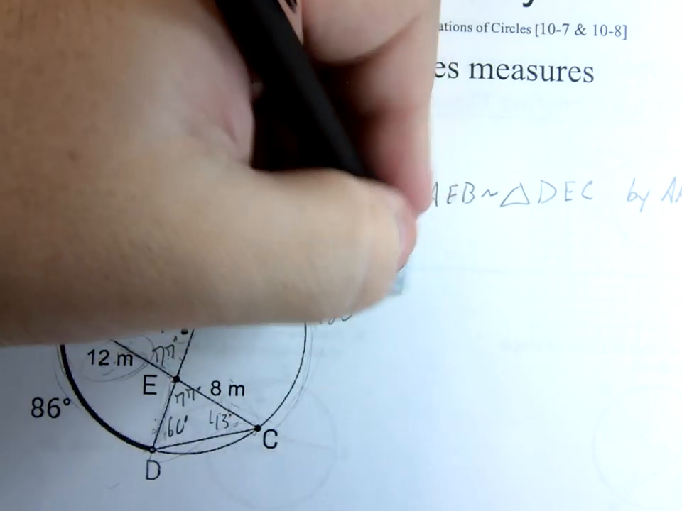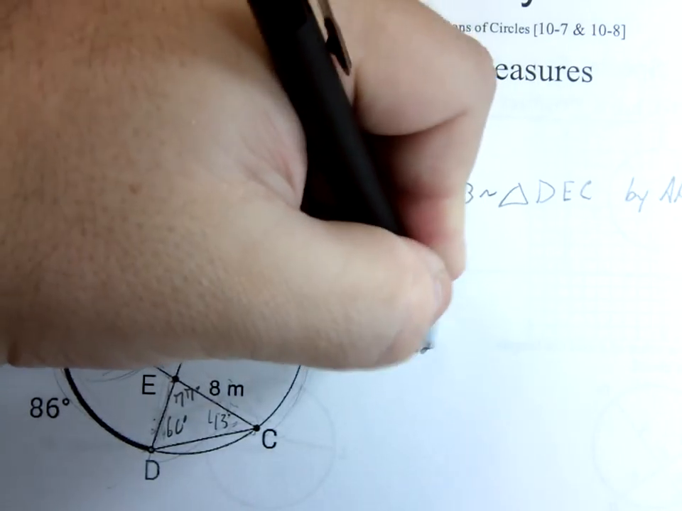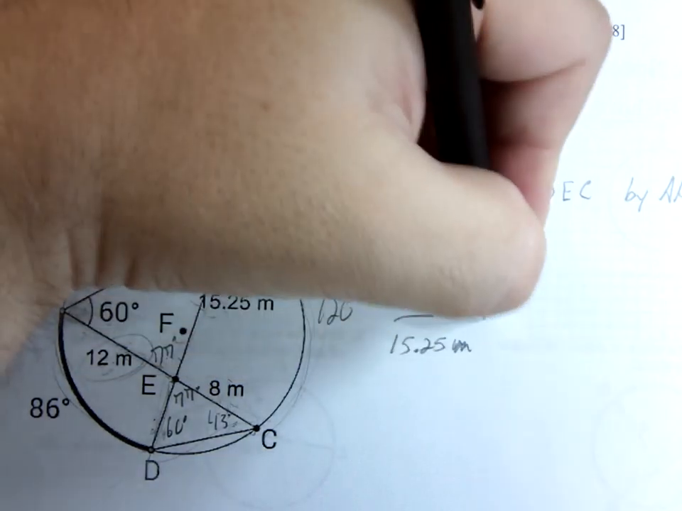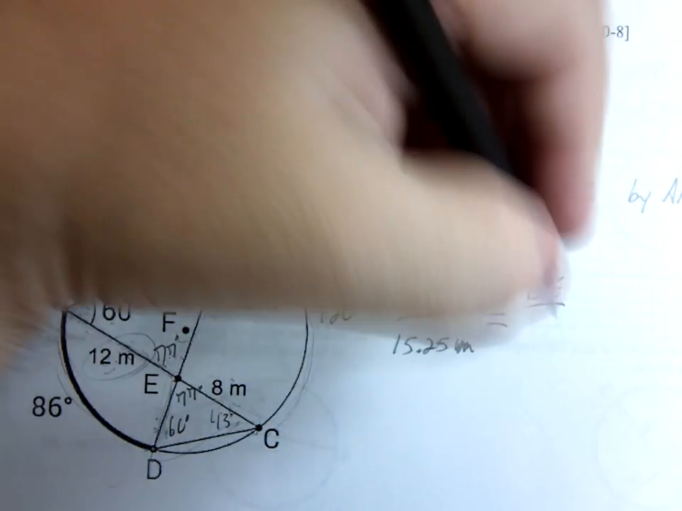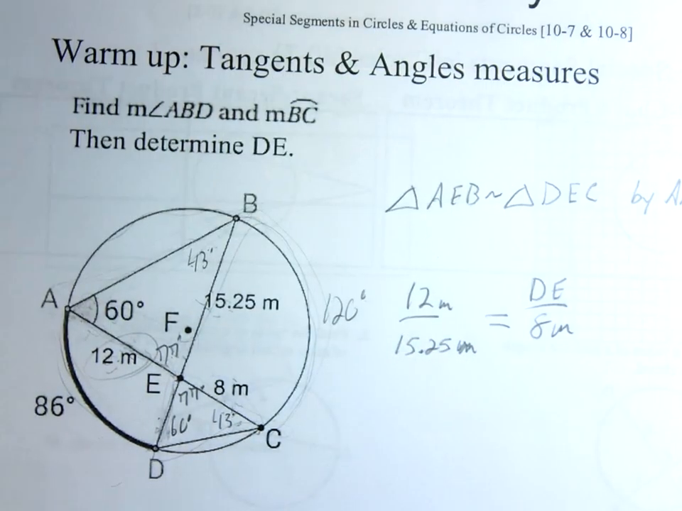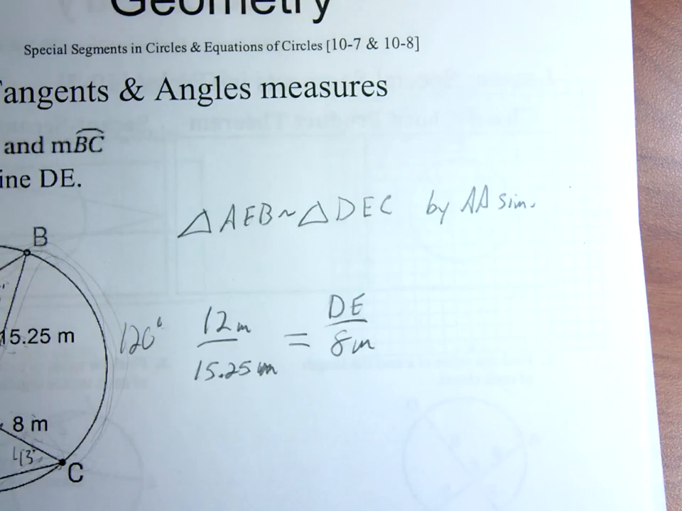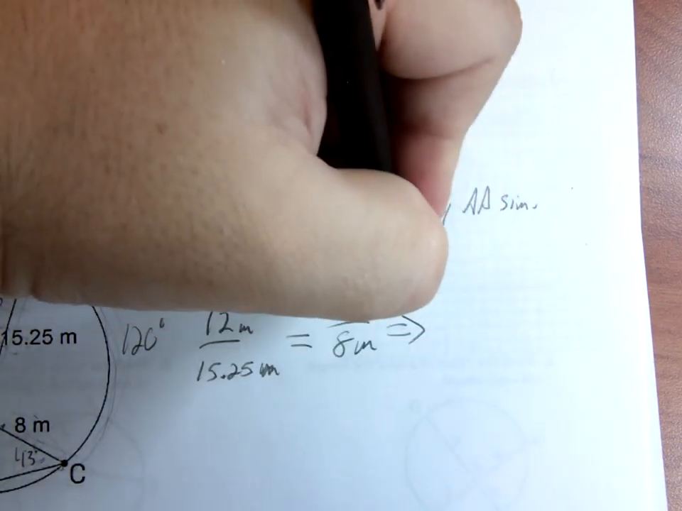So we can use Michelle's ratio. 12 is to 15.25, and we'll put the units there. 12 is to 15.25, the same way that DE is to 8. All right, so from here, we cross multiply, is that correct? If we do so, I'm going to put an arrow off to the side saying, okay, cross multiply.